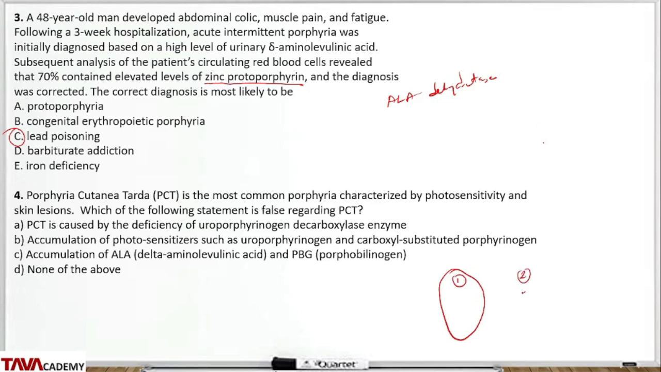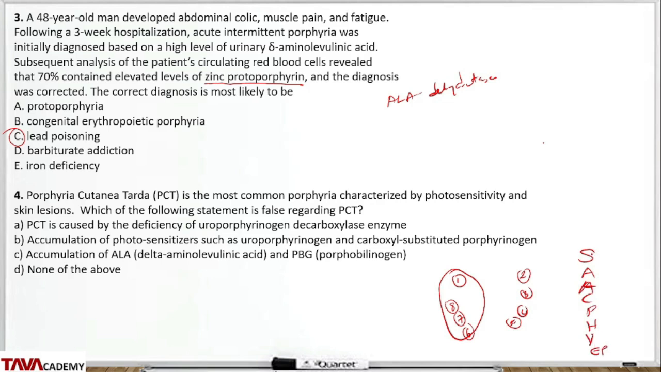Step 2 is here. Step 3 is here. Step 4 is here. Step 5 is here. Step 6 happens in mitochondria. Step 7 happens here, and the final step also happens here. And we said the mnemonic for the disorders of heme synthesis is what? Let us sack.